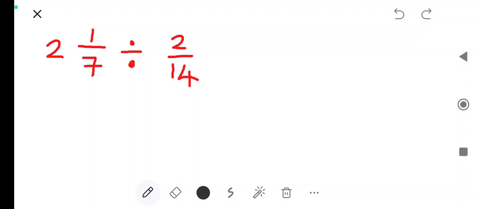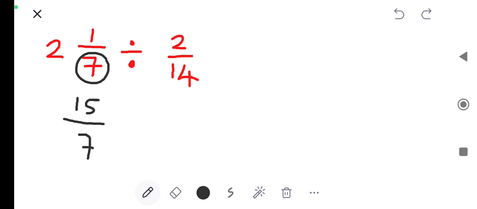Today we are going to learn how to divide a mixed number by a fraction. To do this question, you will write this mixed number as an improper fraction. So you do 7 times 2, which is 14. Then 14 plus this one at the top, you have 15. You write 15 over the denominator, which is this 7.